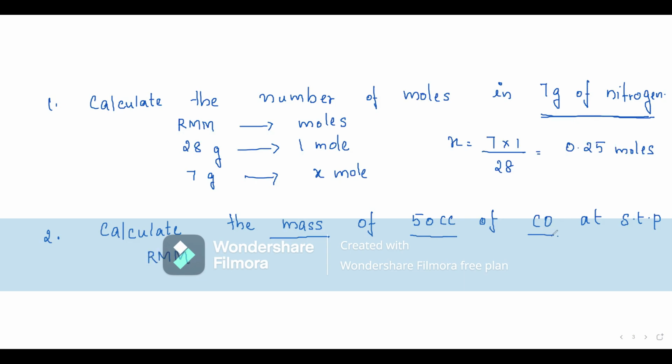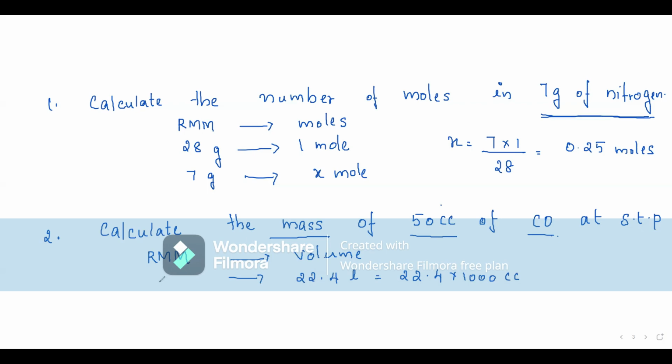CO is a molecule, right? So RMM is connected to its volume or molar volume. They have mentioned STP. So molar volume is 22.4 liter, which is equal to 22.4 into 1000 cc, because the other unit is in cc.